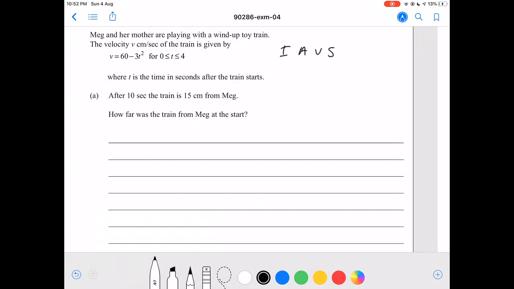Okay, so basically I stands for integrate. So you integrate from acceleration to velocity to distance, and then you differentiate the opposite way.